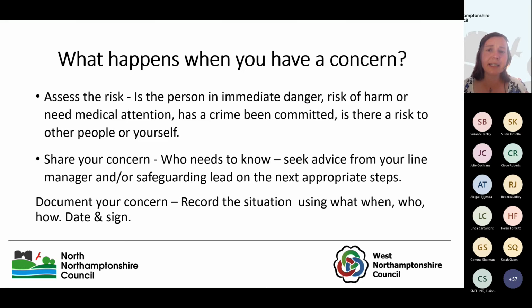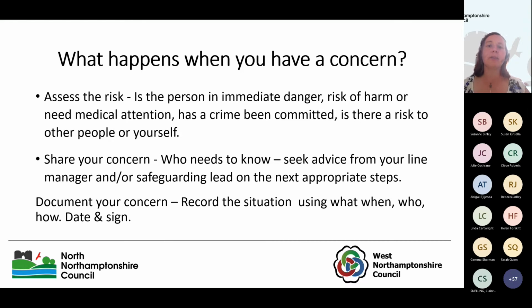So is there immediate danger there? Is there something that means that we immediately need to get the police involved? Is there someone who's very physical? Does the person need some immediate medical attention? Is there a crime that's been committed? And is there still a risk to you or other people? So is it safe for you to stay in that area with the person?